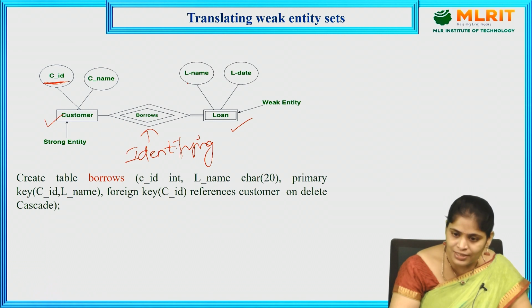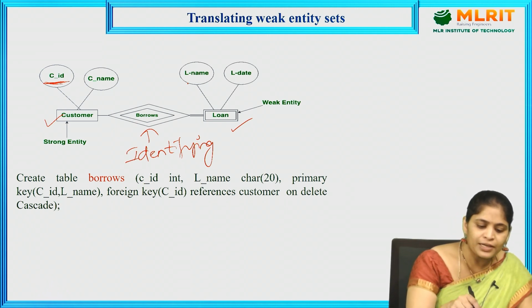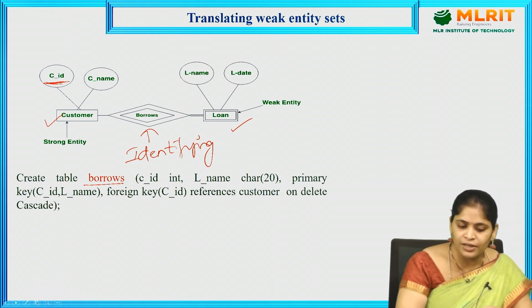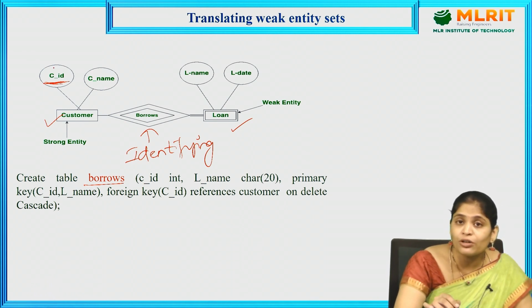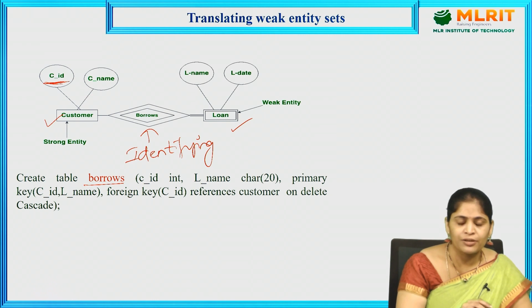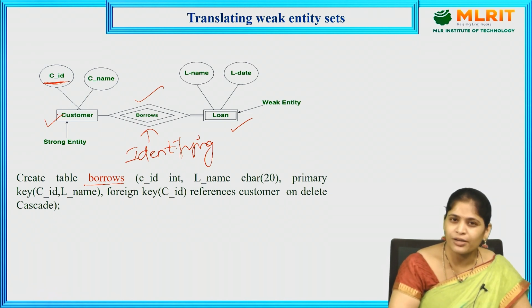So, for this kind of entity sets or relationships, how are we able to convert them into table format? Let us discuss this one. Here I am creating a table for borrows, that is nothing but a relation for borrows, which consists of attributes. If I create a table representation for a relationship, then I have to consider the attributes from both the entities which are related to that relationship.